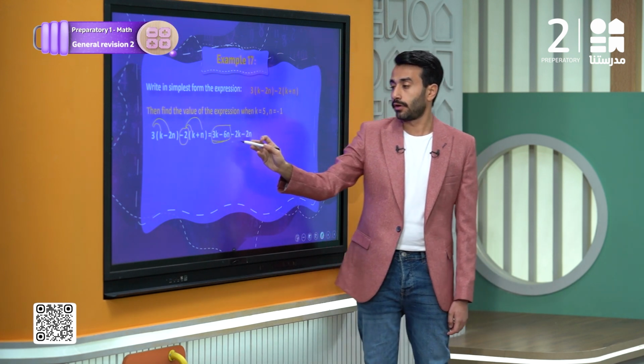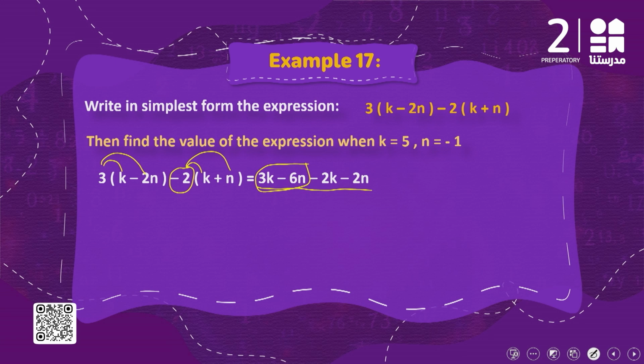Let's collect the like terms in this one. You have 3k minus 2k, which is 1k. Then you have negative 6n, negative 2n, which is negative 8n. This is the answer of the simplest form for this one. Now find the value of the expression when k equal to 5, n equal to negative 1.